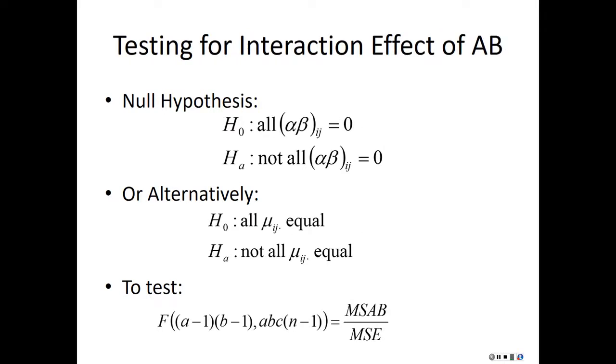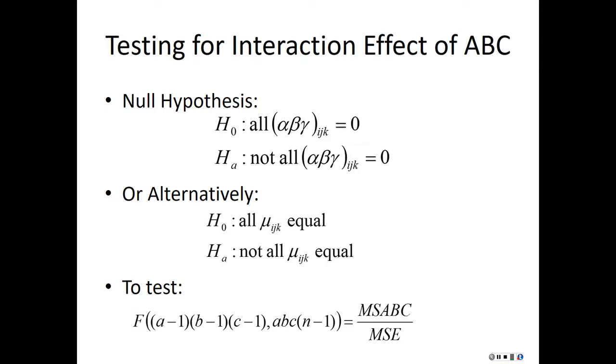So the two-way interaction is the same thing. You have the numerator and denominator degrees of freedom, and we're testing to see if there is a differential relationship between the effects of A on the different levels of B, or vice versa. And then the three-way interaction will have a similar F test, and we're just testing to see if there is that three-way interaction effect going on there.